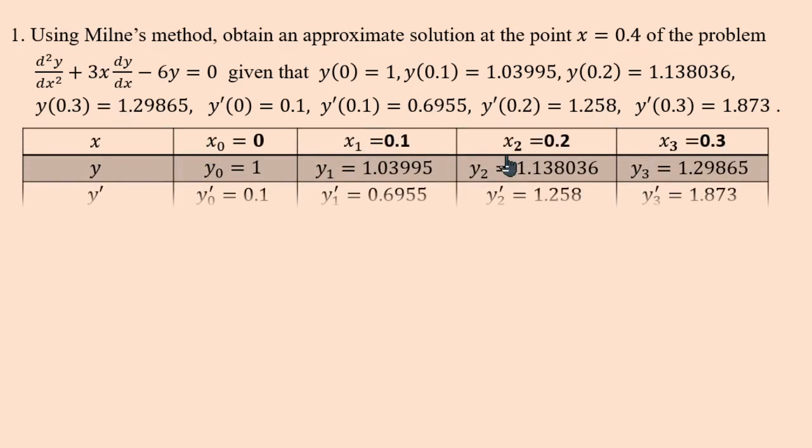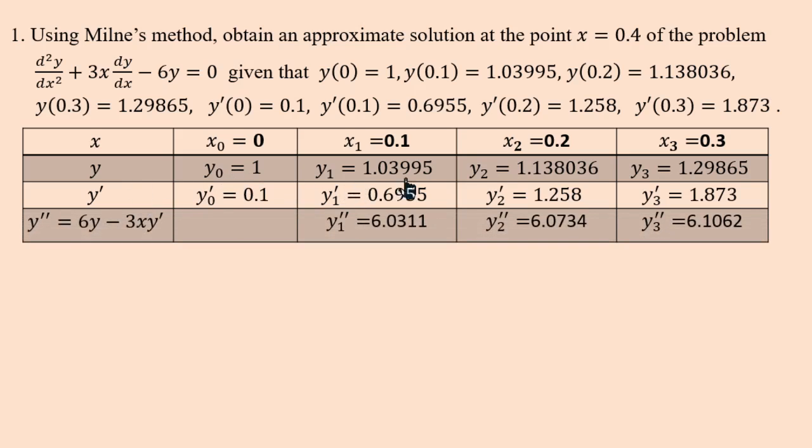X is x0, x1, x2, x3, y value y0, y1, y2, y3, y0 dash, y1 dash, y2 dash, y3 dash. And then use this formula, y double dash is 6y minus 3xy dash. Take this to the right side. So y double dash is on one side. So it becomes 6y minus 3x dy by dx, that is y dash. Now substitute y value, x value, y dash value here. So you'll get y1 double dash.